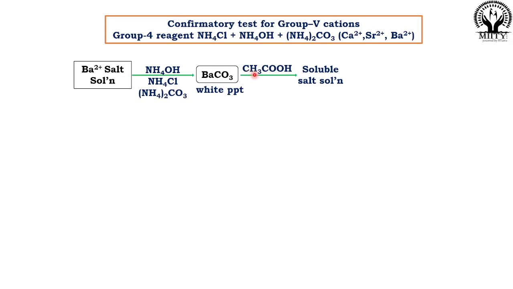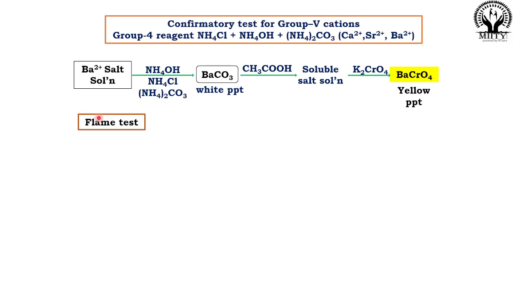Barium carbonate is soluble. And to this soluble salt solution, add potassium chromate. If yellow PPT barium chromate is observed, then we can say the original salt solution has barium. We can also confirm it by considering flame test.